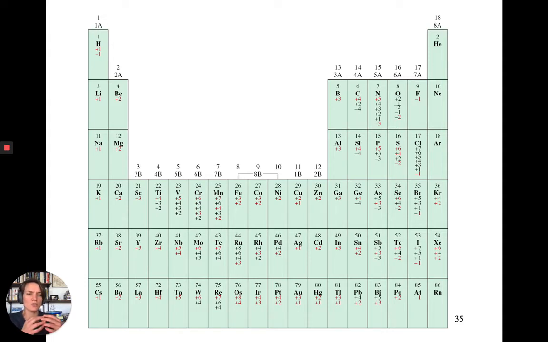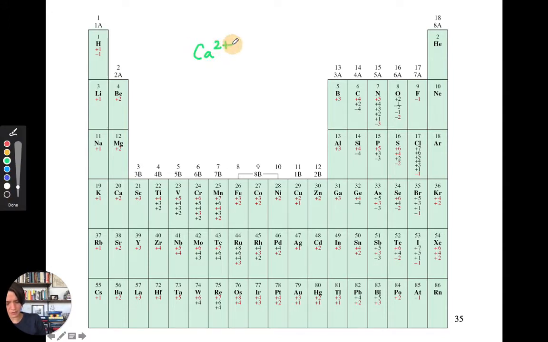So these are just tools. It's not like the ionic charge that we've talked about before. And if you remember, it might have felt kind of annoying at the time, but when we write calcium, we always put the number first and then the positive sign.